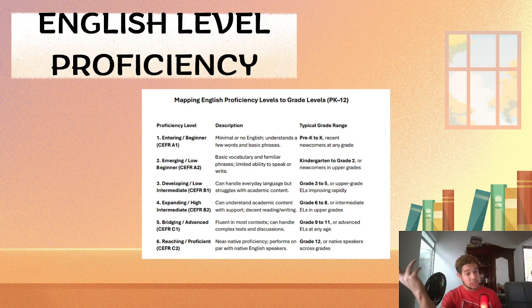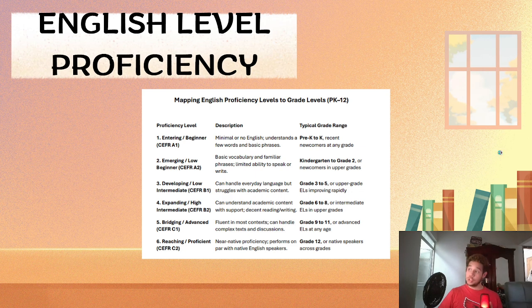According to our proficiency guidelines, these students are at level 2, so emerging and low beginners, CEFR A2. At this stage, children have basic vocabulary and familiar phrases, but limited ability to speak independently, to be honest. They just don't say anything, but they're very comfortable saying what they already know at their age. So they rely heavily on constant repetition and direct visual support to process language.